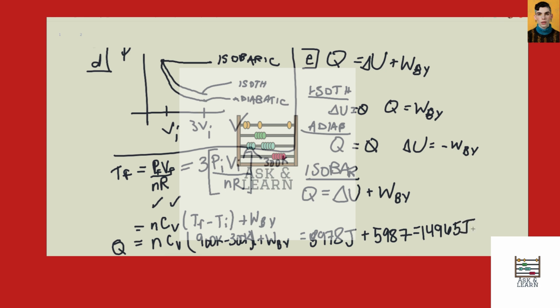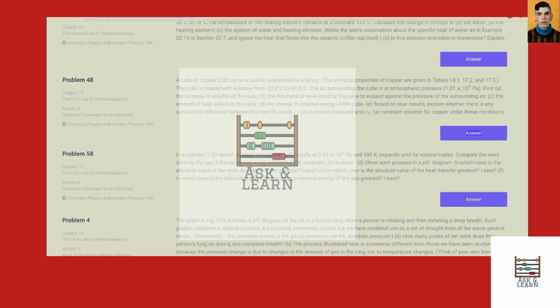Okay, so that's a lot of heat that needed to be added. And then our delta U is this. So there's our Q, and then here's our delta U. Boom. Got them all. And let me just double check. There's nothing else. Okie dokie.